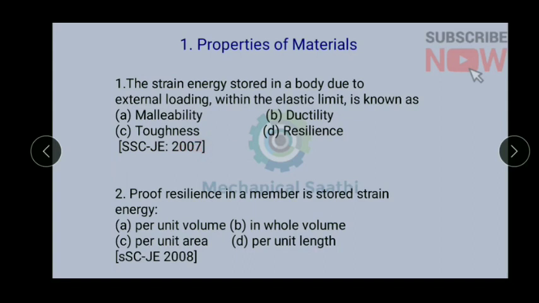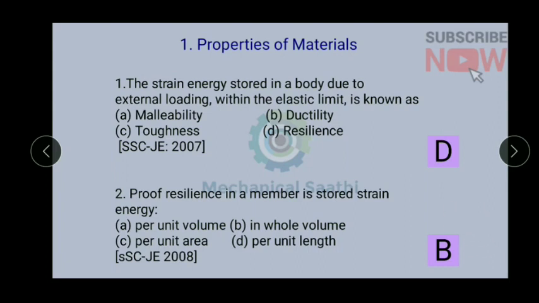Next, question number 2: proof resilience in a member is the stored strain energy in a whole volume, we can say. So this is the stored strain energy per a particular whole volume. So B option will be the correct answer here. It was asked in SSC JE 2008. Let us check the answers: for question number 1, D option is the correct answer, and for question number 2, B option is the correct answer.